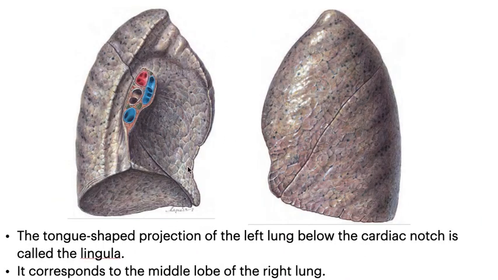The tongue-shaped projection of the left lung below the cardiac notch is called the lingula. It corresponds to the middle lobe of the right lung.